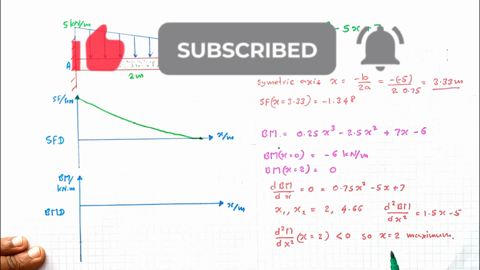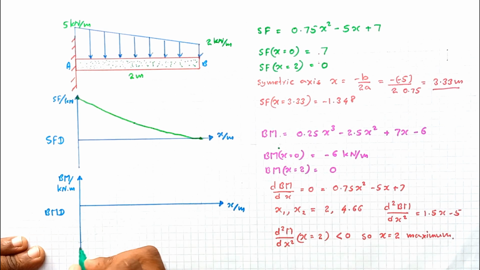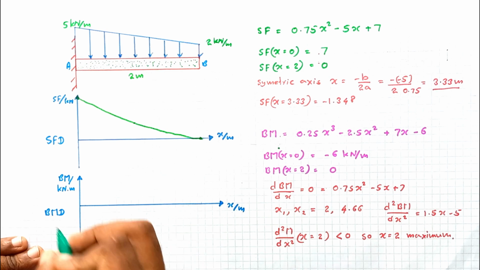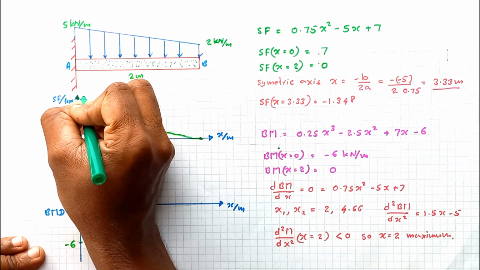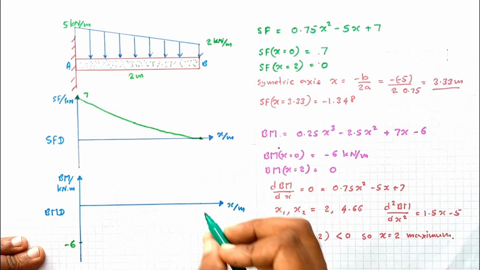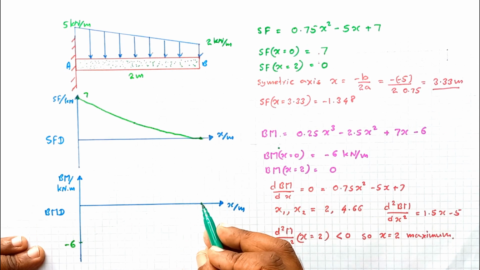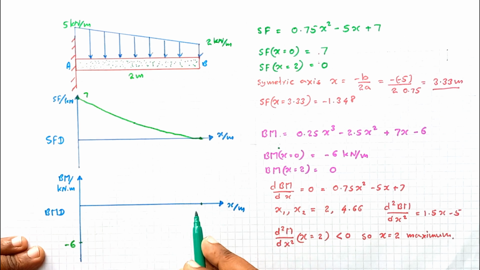Okay, next I am going to draw the bending moment diagram. This is the variation. The bending moment at x equal to 0 is minus 6. Let me mark this value also, minus 6. Then the bending moment at x equal to 2 is 0. Then this is the maximum value, one of the maximums. So the curve looks like this.